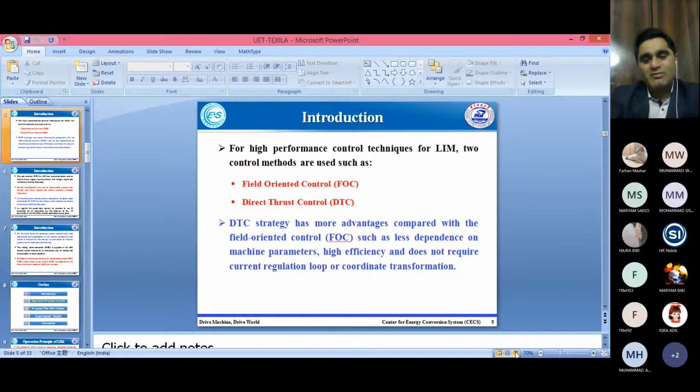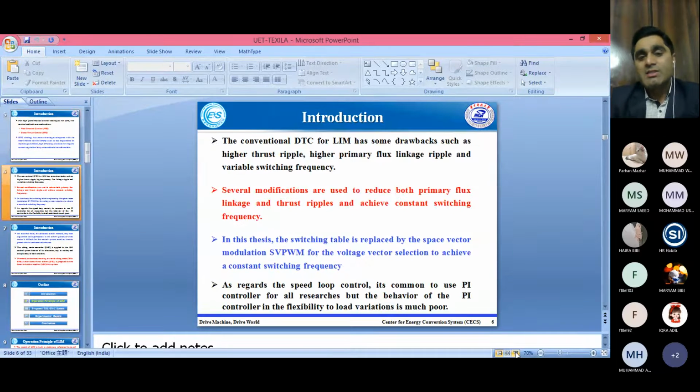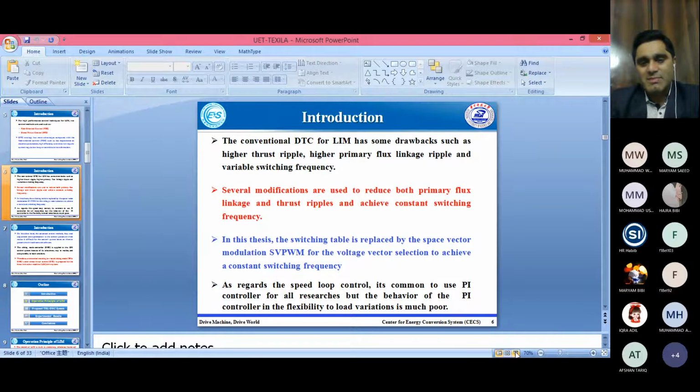So in this presentation, we choose the method as DTC for the slide mode control. The application is the linear induction machine. The conventional DTC for LIM has some drawbacks such as higher thrust ripple, higher primary flux linkage ripple, and variable switching frequency. These are the drawbacks of the conventional DTC. Now several modifications are used to reduce the primary flux linkage and thrust ripple and achieve constant switching frequency. In this presentation, the switching table is replaced by space vector modulation for the voltage vector selection to achieve a constant switching frequency.